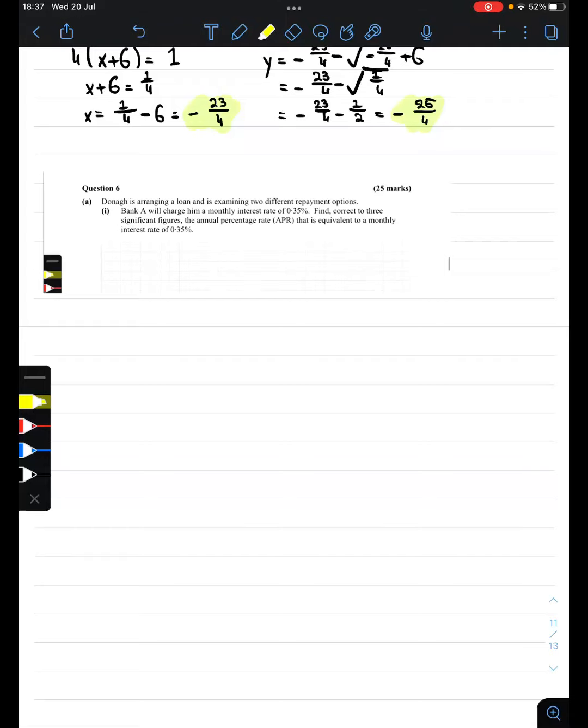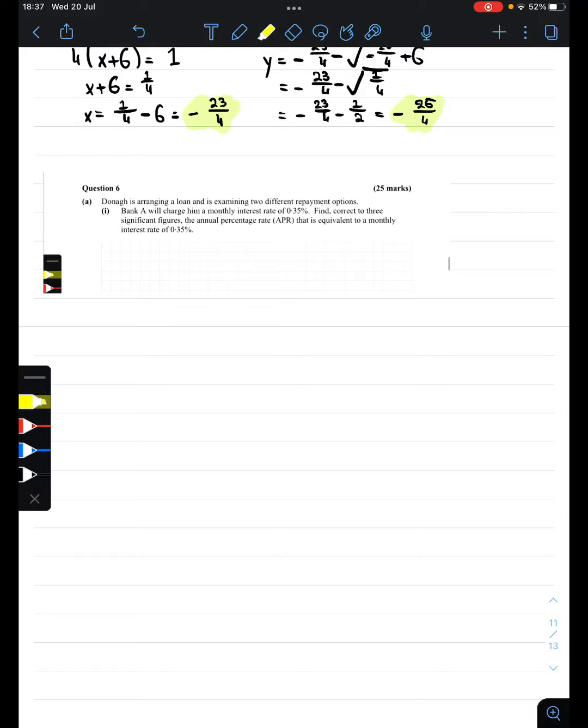Hi guys. So today we're going to go over question 6 from paper 1 of the 2015 exam. These financial maths questions can be very daunting because there's a lot of writing in the questions, but once you break it down to the relevant maths, they're actually quite nice.